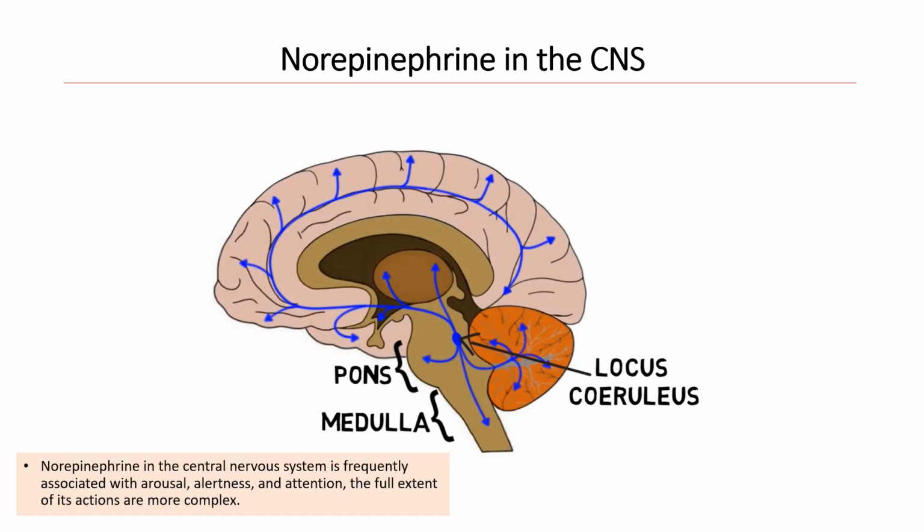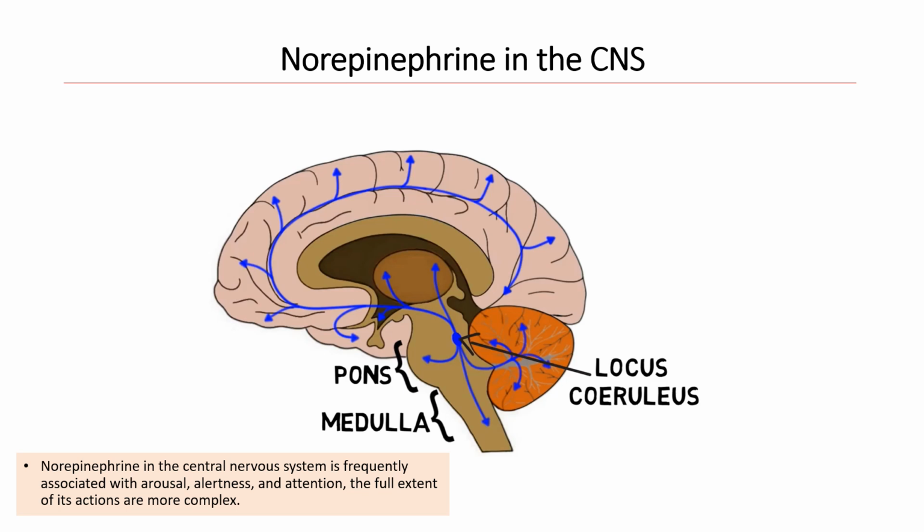It is synthesized from dopamine in a reaction catalyzed by the enzyme dopamine beta hydroxylase. Norepinephrine-producing neurons in the central nervous system are primarily concentrated in the pons and medulla. The most prominent of these groups of neurons is a nucleus called the locus coeruleus, which is the main site of norepinephrine production for the central nervous system.